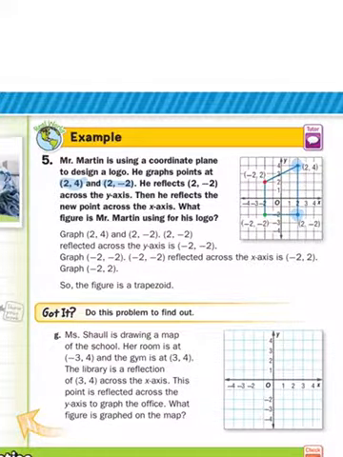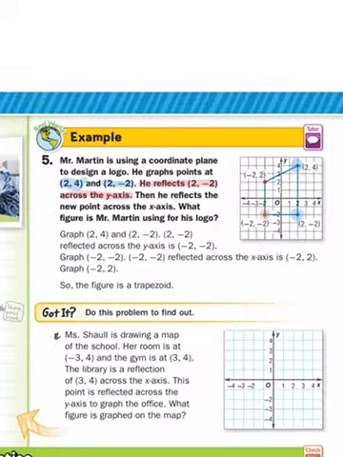Then it says he reflects 2, -2 across the y-axis. So let's go to 2, -2. Remember, this is 2, -2. And he's going to reflect it across the y-axis. So here's the y-axis. And the reflection is right here. It's 2 to the left there. Okay? Now let me get rid of that.